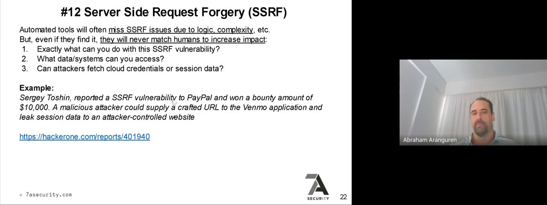where automated tools will often miss this due to logic, complexity, and so on, right? It's difficult to have an IP address on the internal network that the customer gives you to check if you can actually read stuff from the internal network. But even if they find it, they will never match humans at increasing impact, right? So exactly what can you do with the SSRF vulnerability? What data systems can you access, and can attackers fetch cloud credentials or session data and stuff like this, right? So this is also another reason.